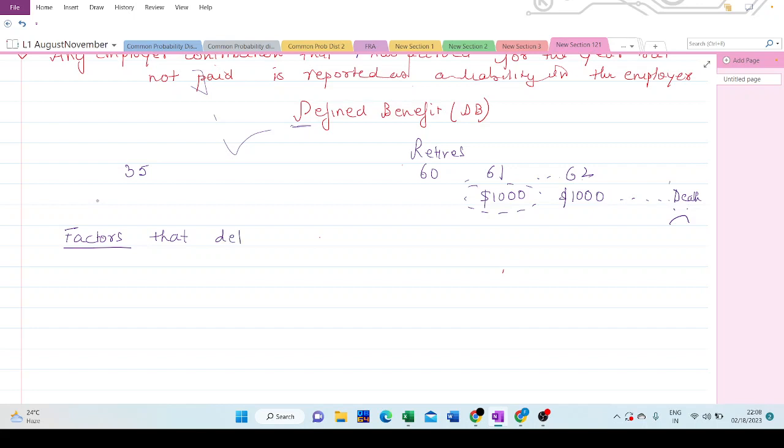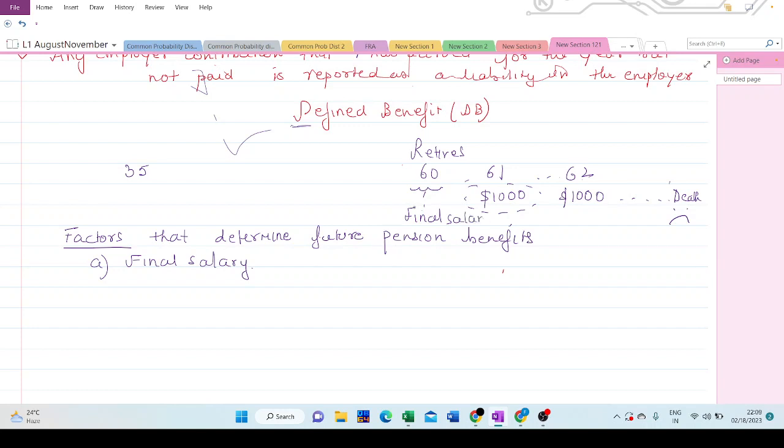Or factors that determine future pension benefits. Okay, so first it's the final salary. The employee's final salary, right? The final salary would be paid to the employee when he retires at the 60th year.